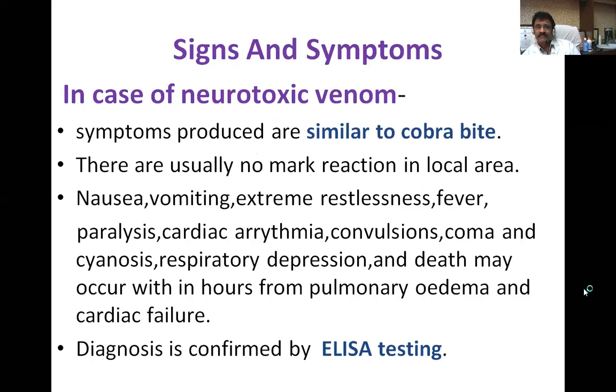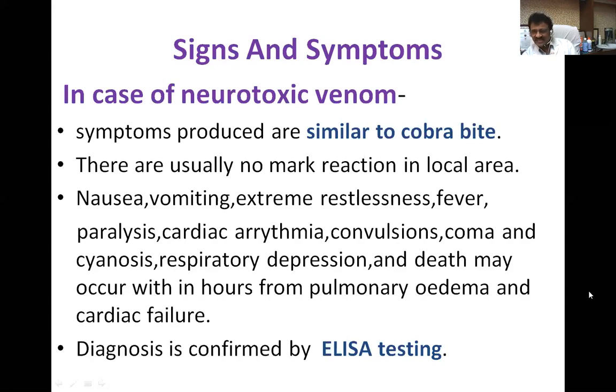Now, signs and symptoms of neurotoxic venom. Symptoms produced by the neurotoxic venom of scorpion are similar to a cobra bite, because cobra bite is of neurotoxic nature. Cobras contain neurotoxic venom. So there is usually no marked reaction in the local area.